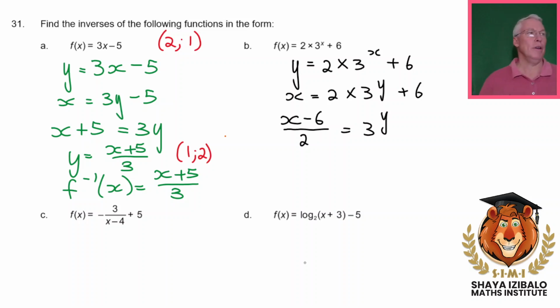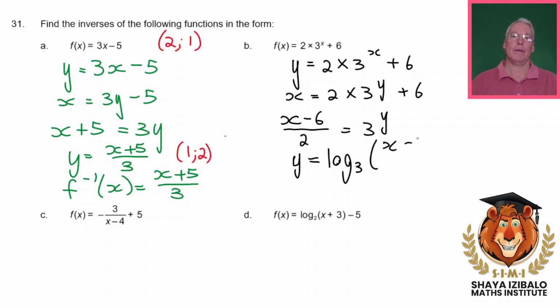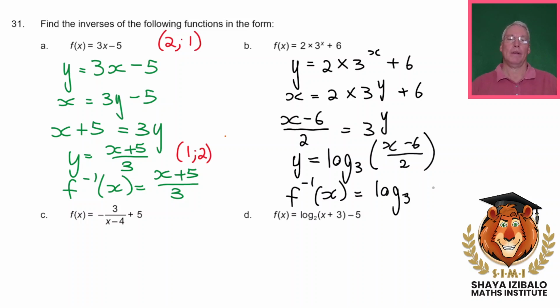We want to get y on its own. The way we get something out of an exponent is we put it into log form. y equals log base 3 of x minus 6 over 2. Okay, and the very last thing we're going to do is write it as f inverse of x is log base 3 of x minus 6 over 2.